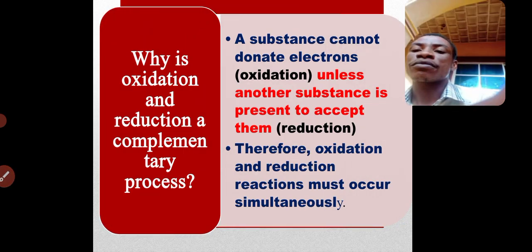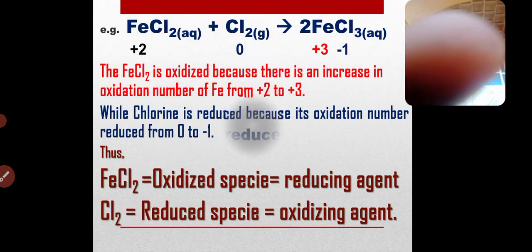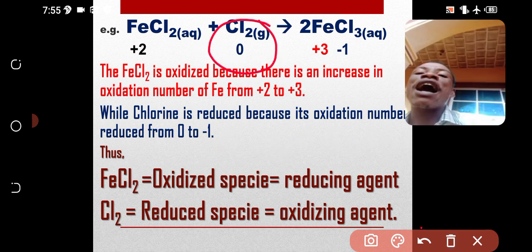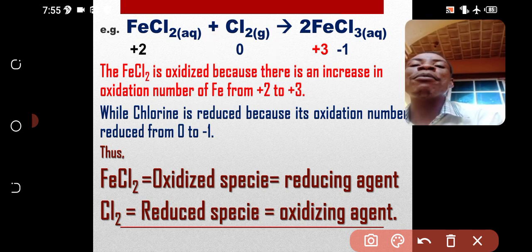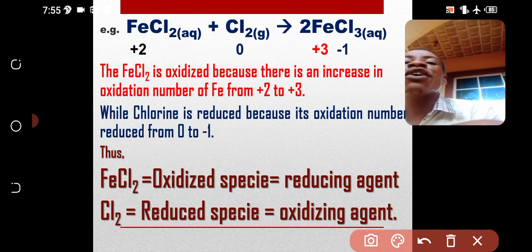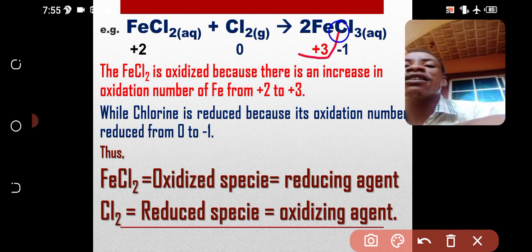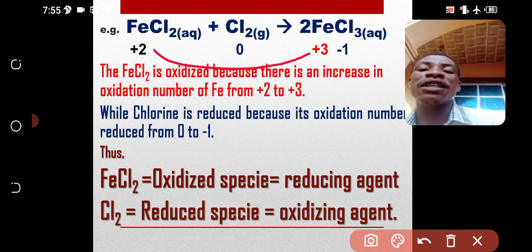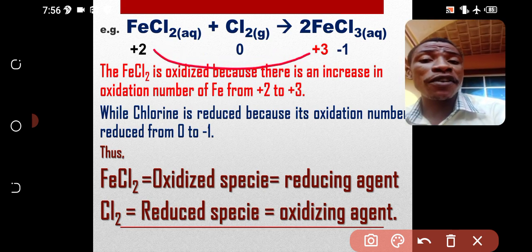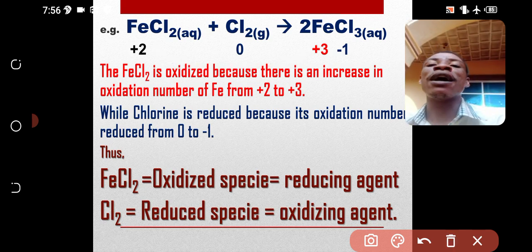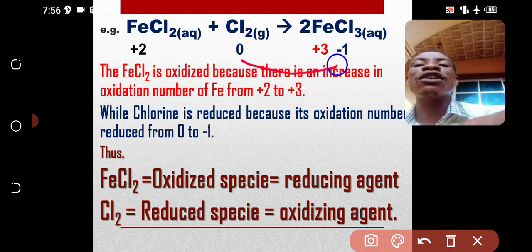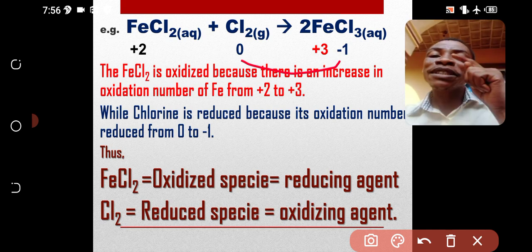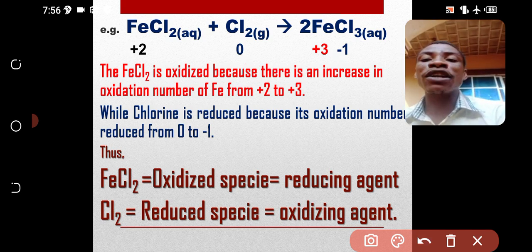Now, the chlorine here is in the free state, so it's 0. Now, after the reaction, the compound became FeCl3. So the iron here is plus 3. That means iron changed from plus 2 to plus 3. That's oxidation of Fe, because there's an increase in oxidation number. Chlorine moves from 0 to minus 1. Now minus 1 is smaller than 0. So that means chlorine has been reduced from 0 to minus 1.